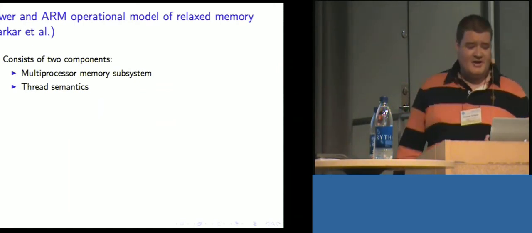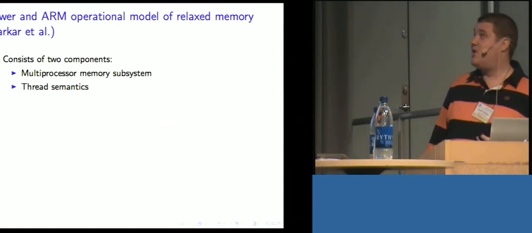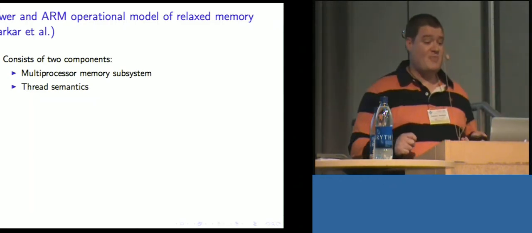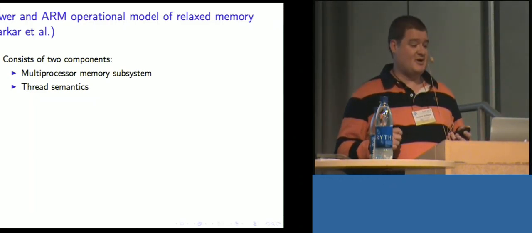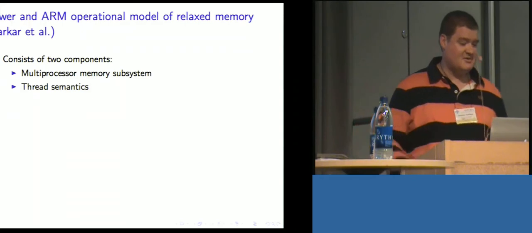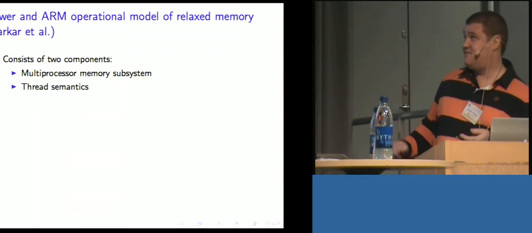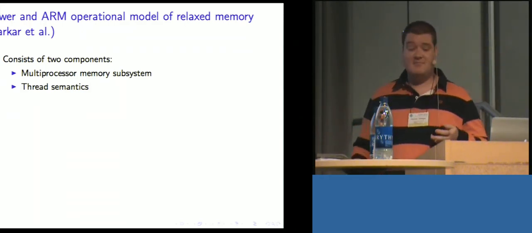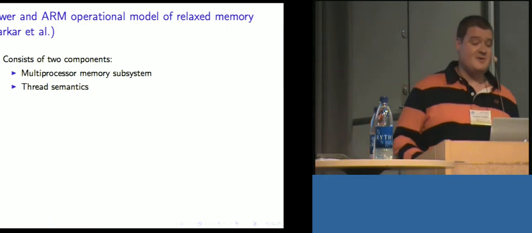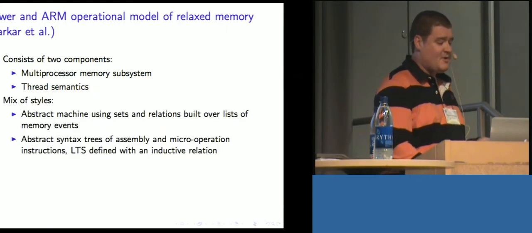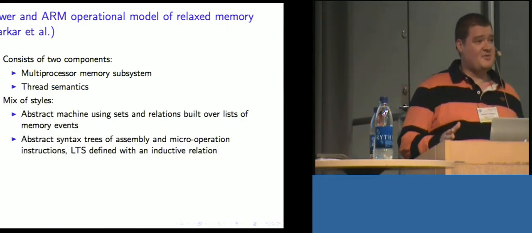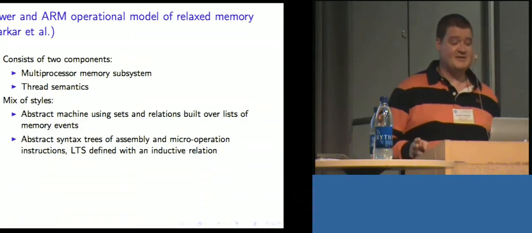So the first model that I'm going to talk about is the Power and ARM operational model of relaxed memory behavior, which was by Sarkar and Gou. And this consists of 2 components. There's a multiprocessor memory subsystem and a thread semantics. And these 2 components are specified in 2 different styles.